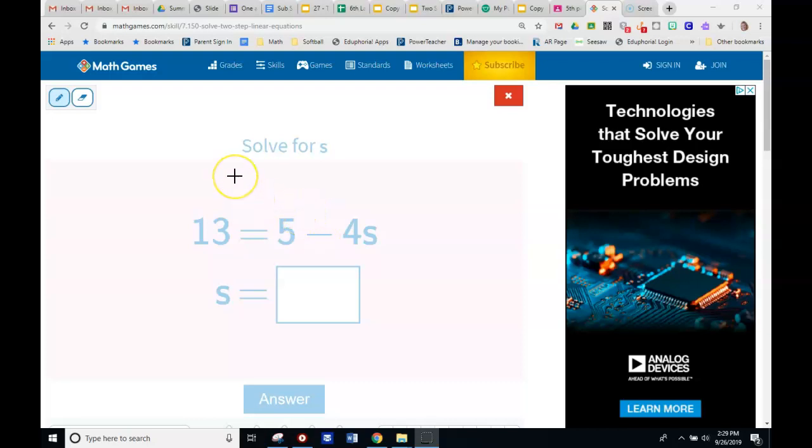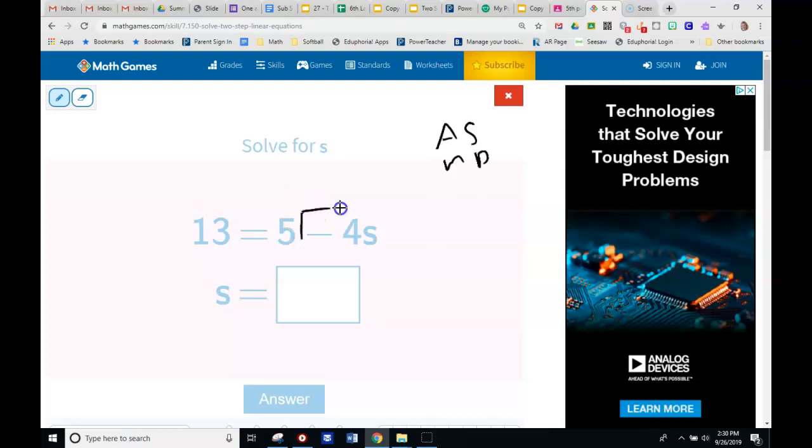Okay, we are solving two-step equations. Again, remember your first step is to undo addition or subtraction and then multiplication and division. So the equation I'm looking at is 13 equals 5 minus 4s. But remember, we treat the subtraction sign like a negative.